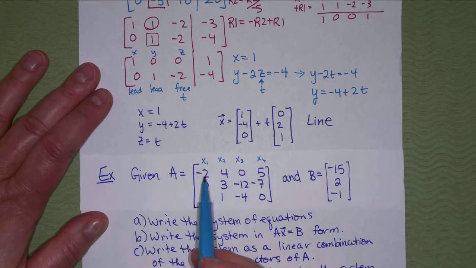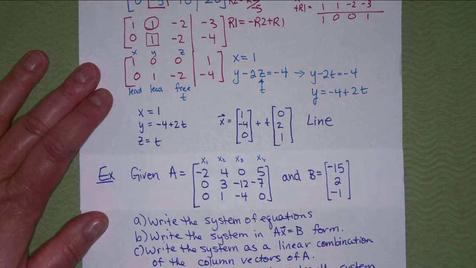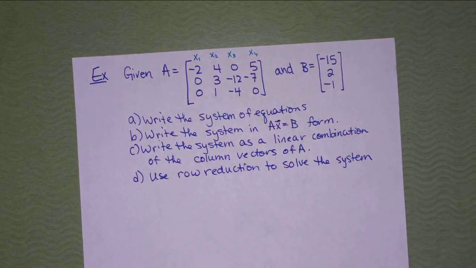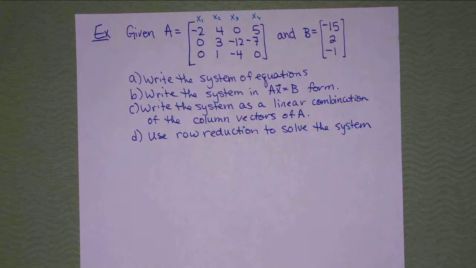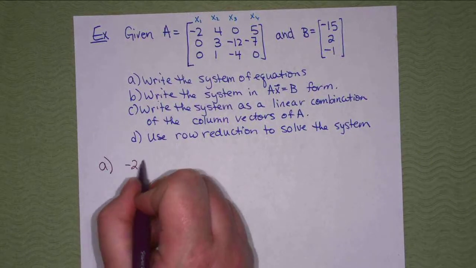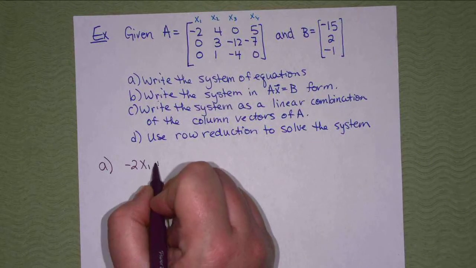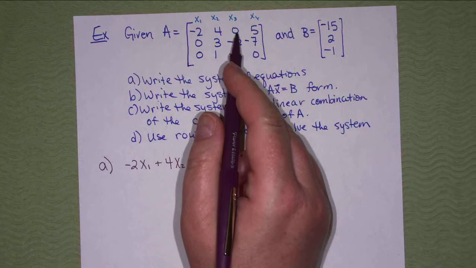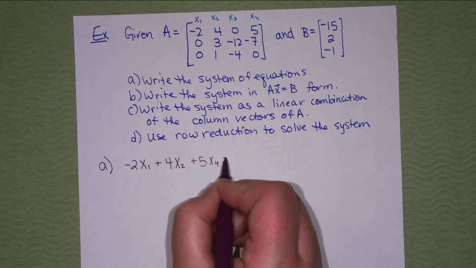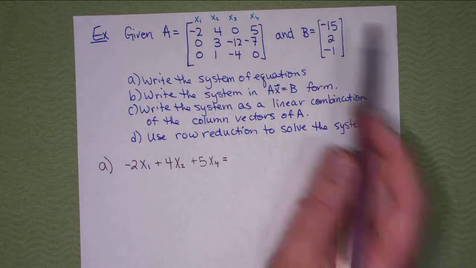So if we write the first equation, we would have what? So part A. So minus 2x1 plus 4x2. No x3, so just skip it, and 5x4. And what would that be equal to? Minus 15.